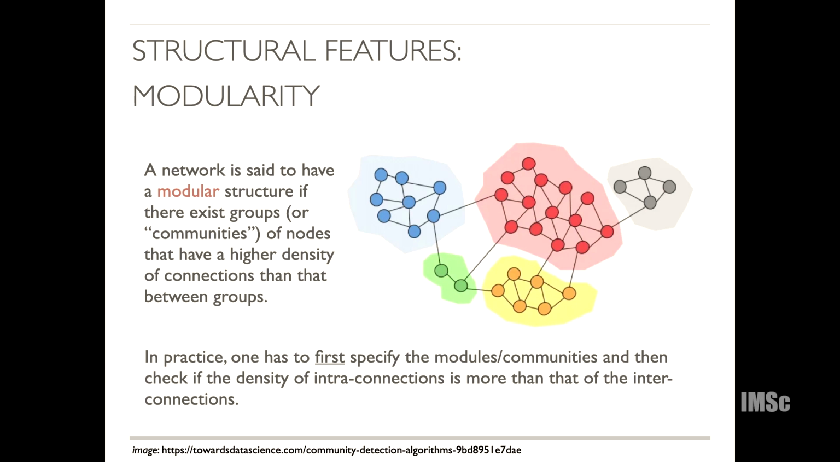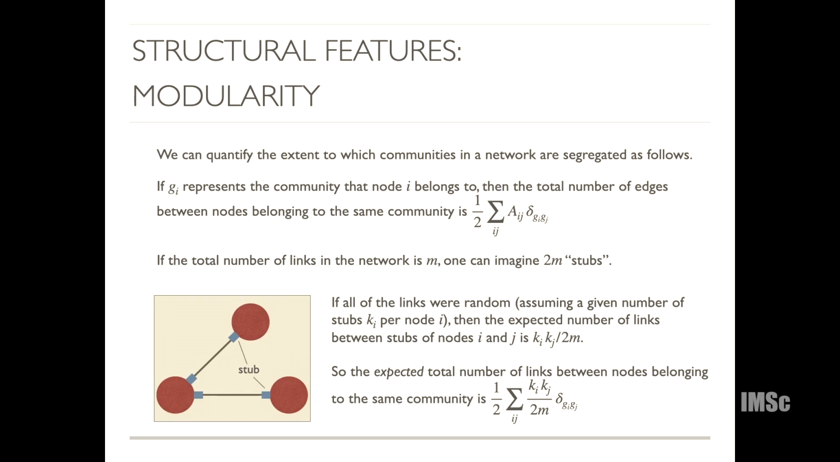So one needs to have some procedure to firstly figure out what the groups are, and then whether the density of interconnections within that group is more than that across groups. So this is an iterative kind of procedure, and it is a non-trivial question, right? So how does one actually do this? There are many approaches, but let's look at a very basic way of doing this. You can quantify the extent to which the communities in a network are segregated by first considering the following.